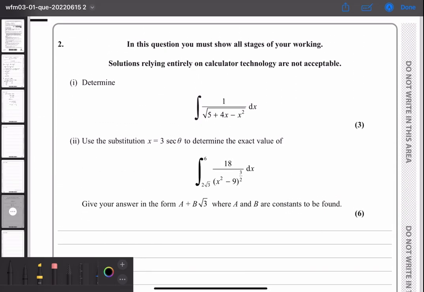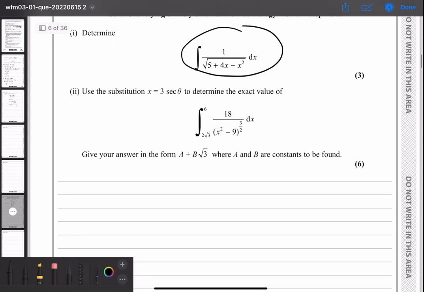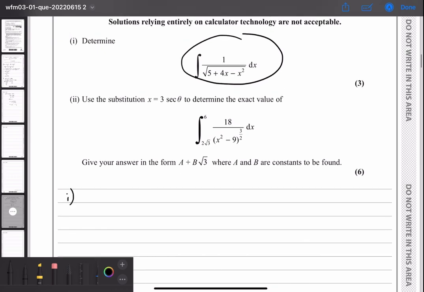Okay, fairly obvious that we're using integration here. Determine for part 1 the integral of this. Now that is not a straightforward integral. We've got a quadratic inside a square root. Nothing else to play around with to manipulate it. So I'm going to complete the square and see if that helps.